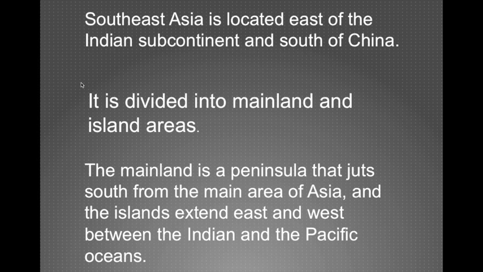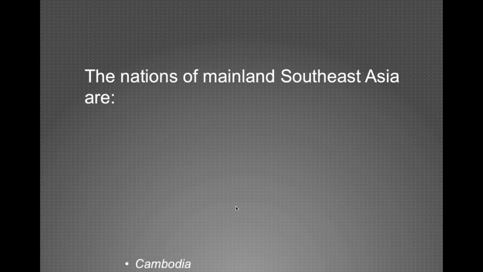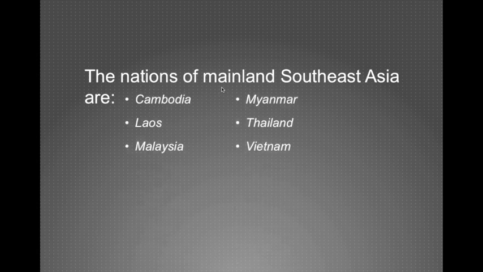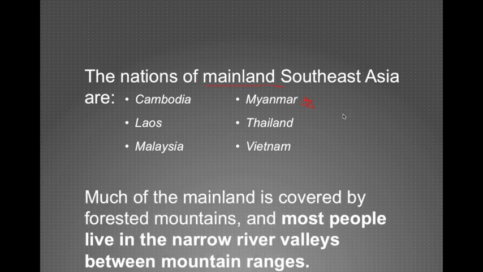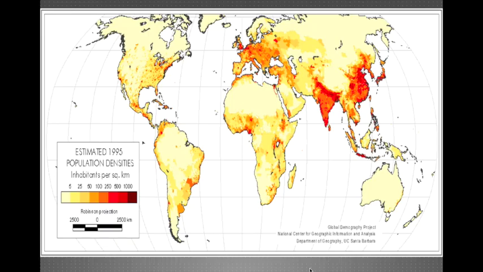All right, Southeast Asia is located in the east of the Indian subcontinent, south of China. It's divided into two areas: mainland Southeast Asia, and the island. So that's what you have to know. The nations of the mainland are Cambodia, Laos, Malaysia, Myanmar, Thailand, and Vietnam. Myanmar is special because it is both on the mainland and on the island. Most people in the mainland live in river valleys between mountain ranges. There's your answer.